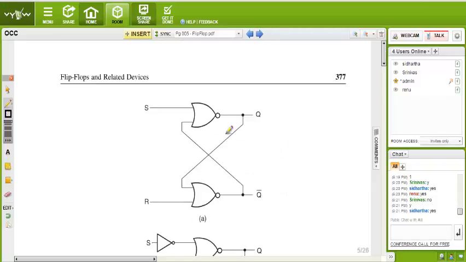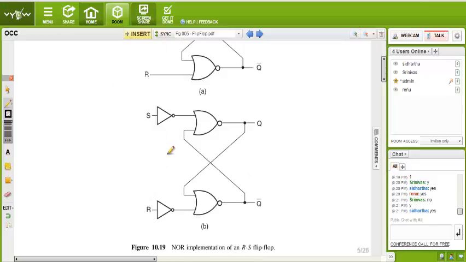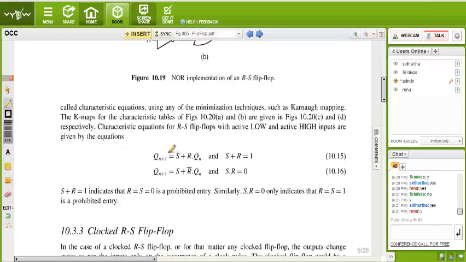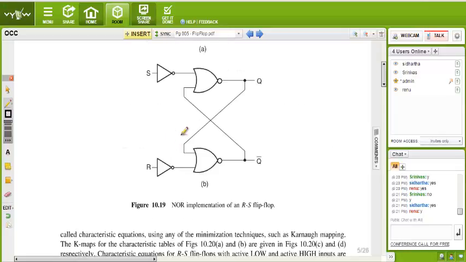Now the RS flip flop could be made with a NOR gate also, but I think go for one gate, just a NAND gate. You just remember the NAND gate. You may build this type also, but it is better to remember with one gate.